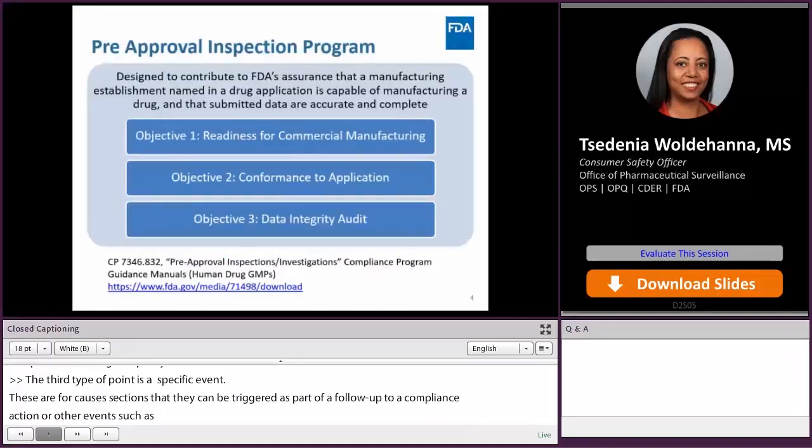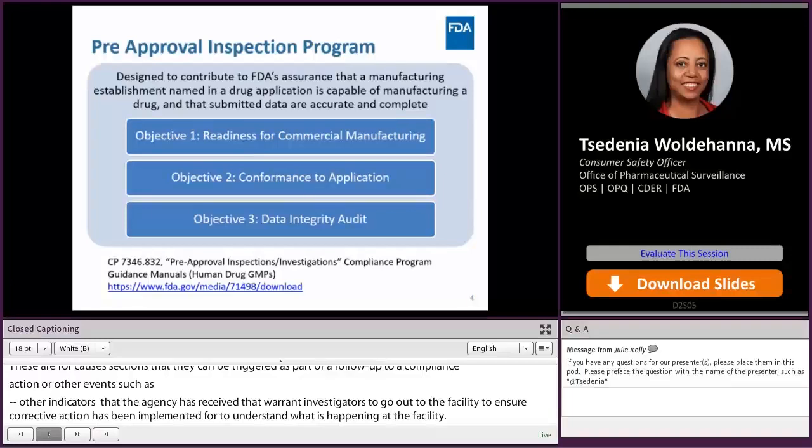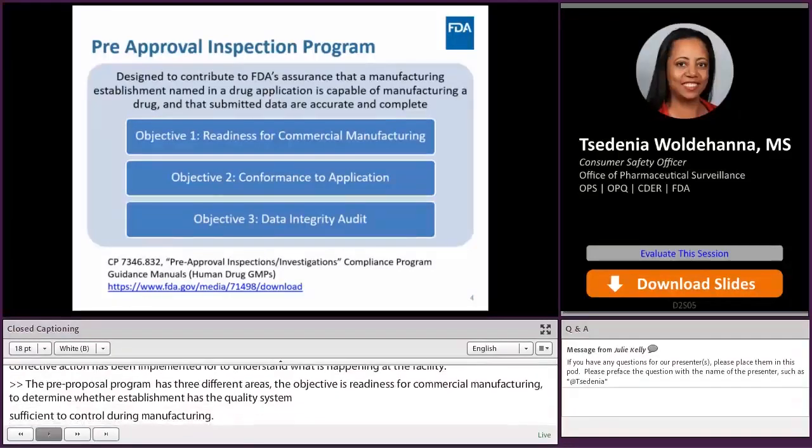Okay. A bit more on the pre-approval inspection program. The pre-approval inspection program has three different objectives. Objective one is readiness for commercial manufacturing. This is to determine whether establishments have a quality system sufficient to control manufacturing during commercial manufacturing. So facilities going from manufacturing pivotal batches to manufacturing commercial batches must be capable of handling that commercial manufacturing.